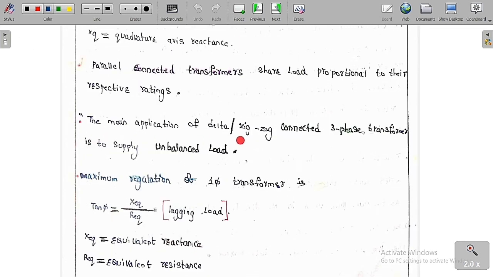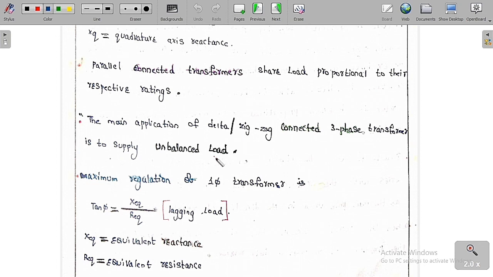The main application of delta zigzag connected three-phase transformer is to supply the unbalanced load. This concept I have already explained in detail in the previous classes only. So therefore the main application of the delta zigzag connected three-phase transformer is to supply always the unbalanced load.